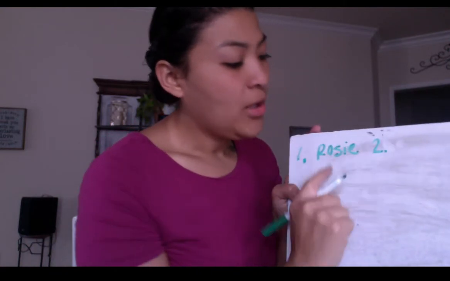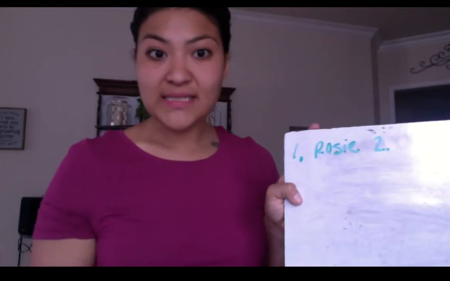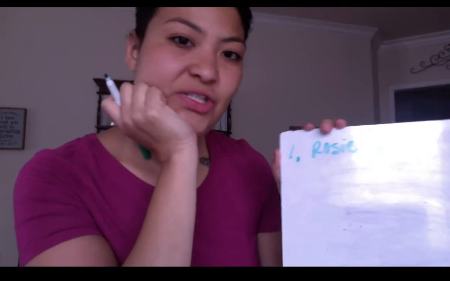Okay, 2. Who, what? So what is the story about? What did Rosie do? She did something. She was an inventor, right? So she invented things.